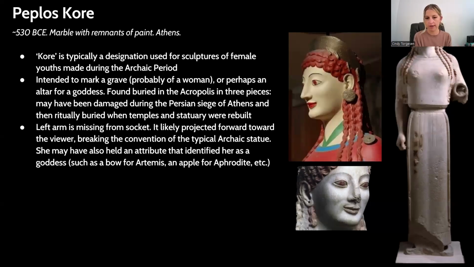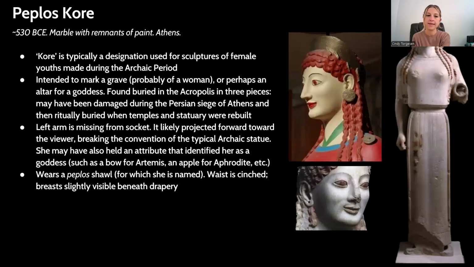There's something about the arm that's significant. It's possible that it would have been an attribute telling us who this figure is. If it was a bow, it might have indicated Artemis, the Greek goddess Artemis. If it was an apple, it could have been an indication that it's Aphrodite. She's wearing a peplos shawl, which is what gives us the name for this figure.